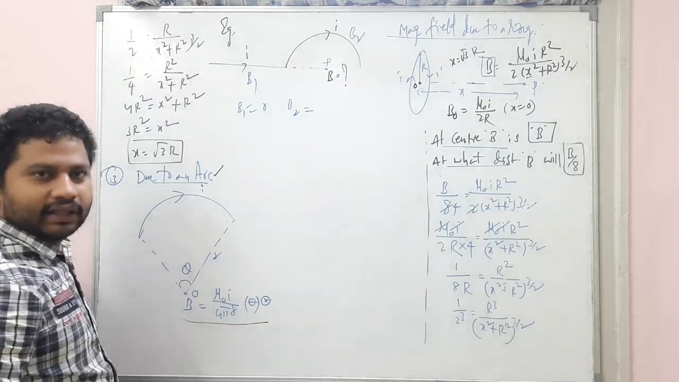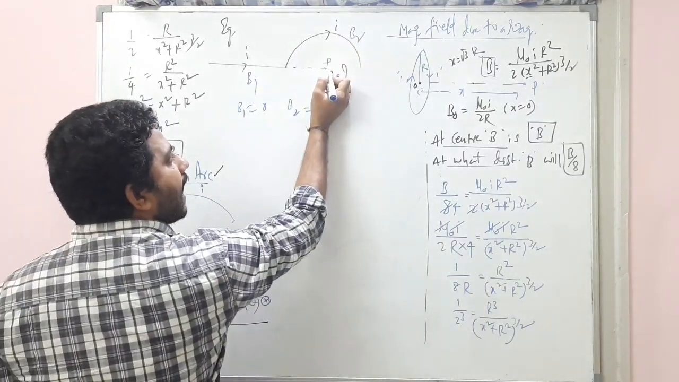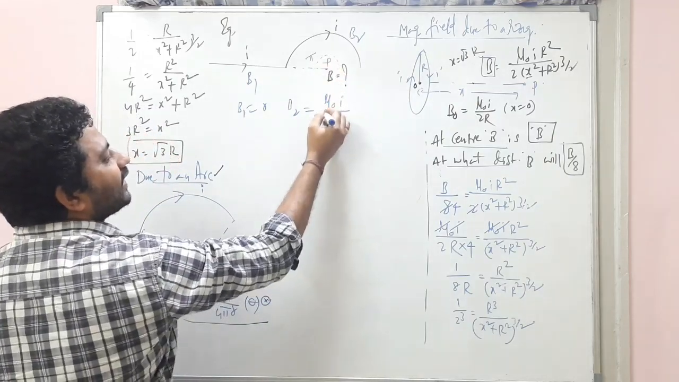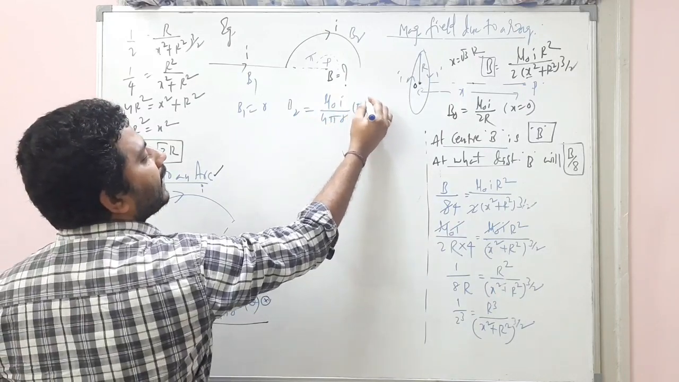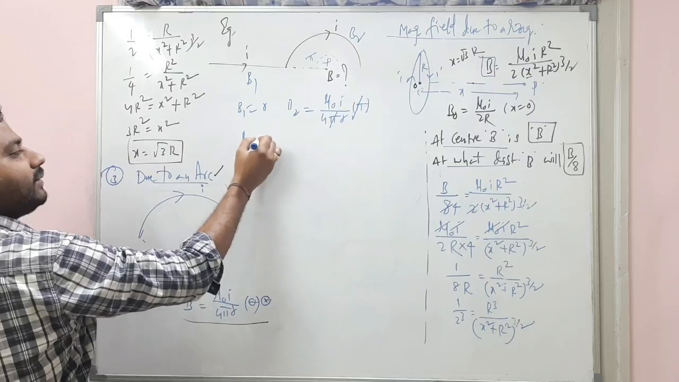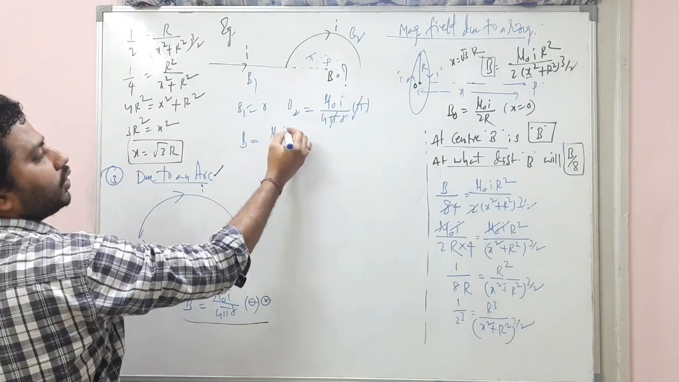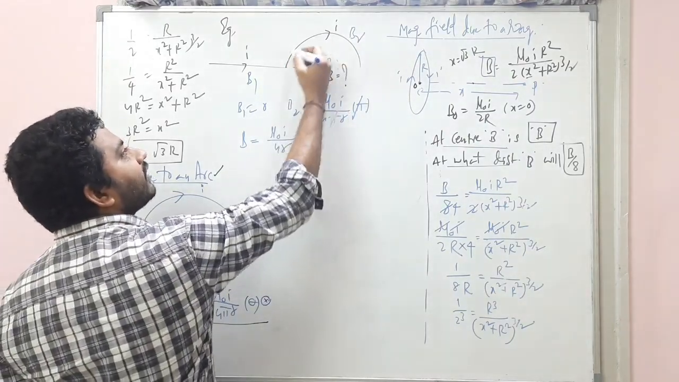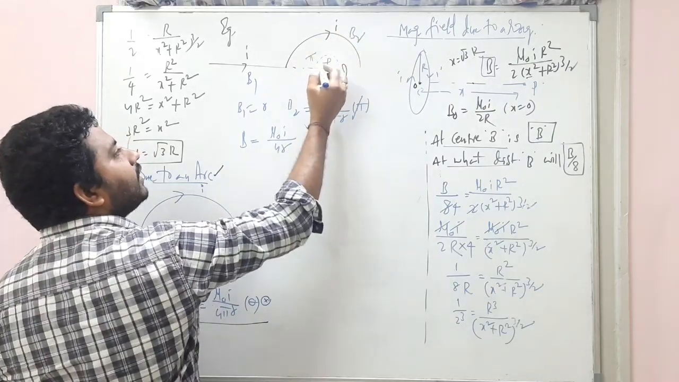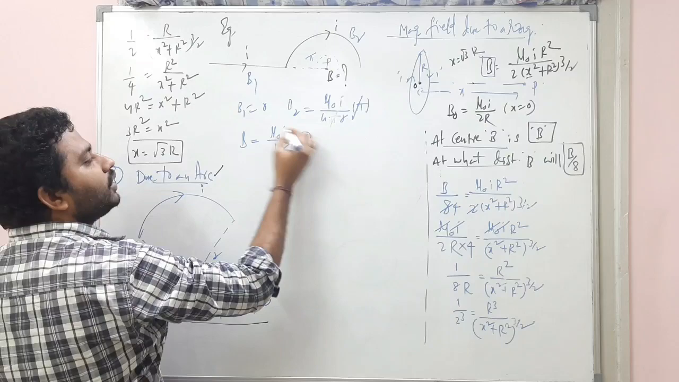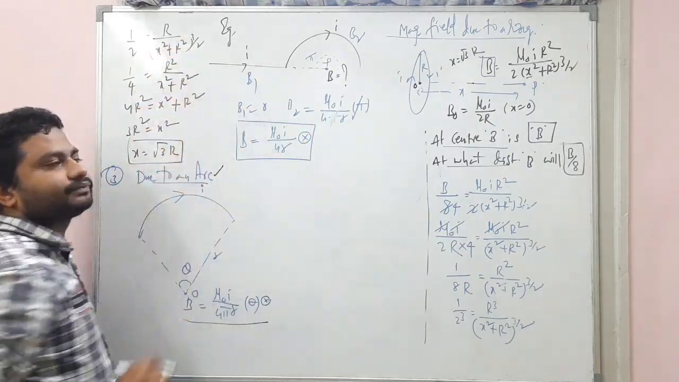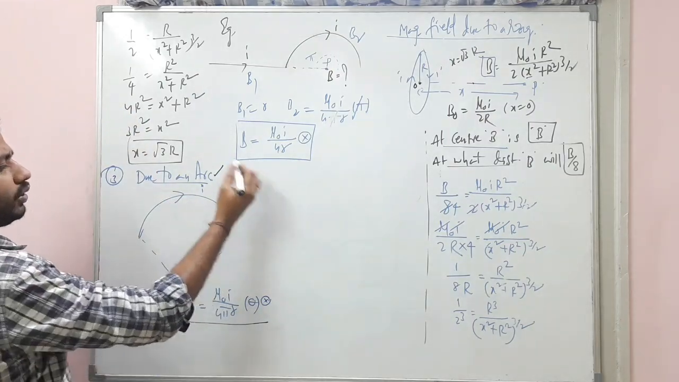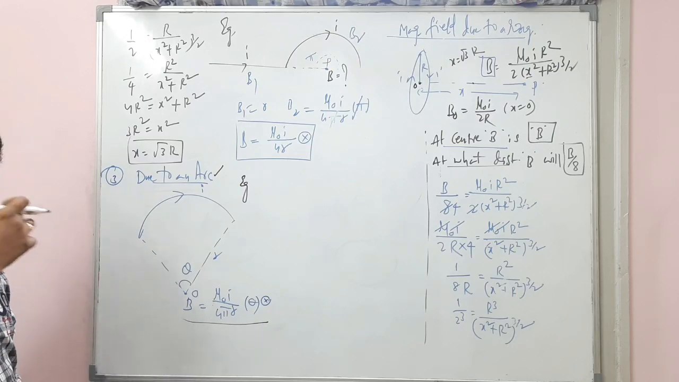B2 is the magnetic field due to an arc at this point. Here the angle will be pi, and it is so simple: mu naught I by 4 pi r into pi. This pi gets cancelled, and the net magnetic field is only B2, which is mu naught I by 4r. The magnetic field lines are into the plane at this point, because this is the right side of the current carrying wire. This is how the questions will be asked. One more for your better understanding, students. Listen.